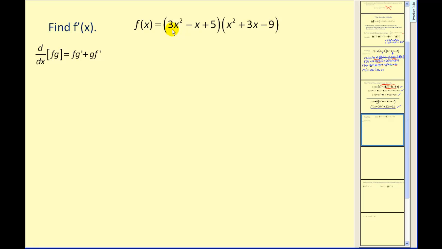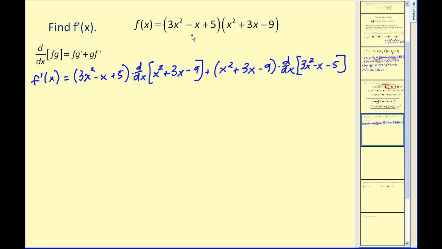Here's a problem where it might be a lot of work to multiply all this out. Let's try to find the derivative using the product rule. I'm first going to write out what we're going to do and then we'll do it. Okay, so again, this would be our first function, this would be our second function.